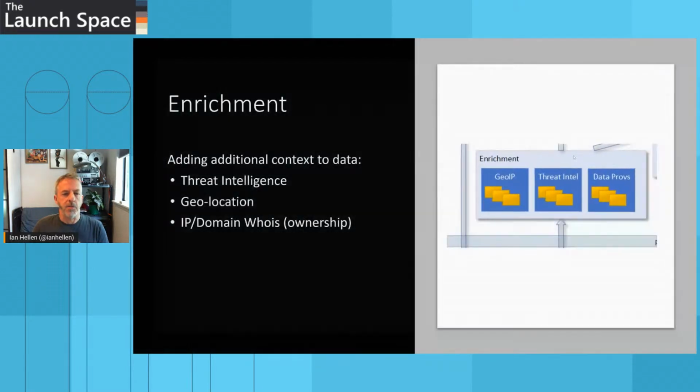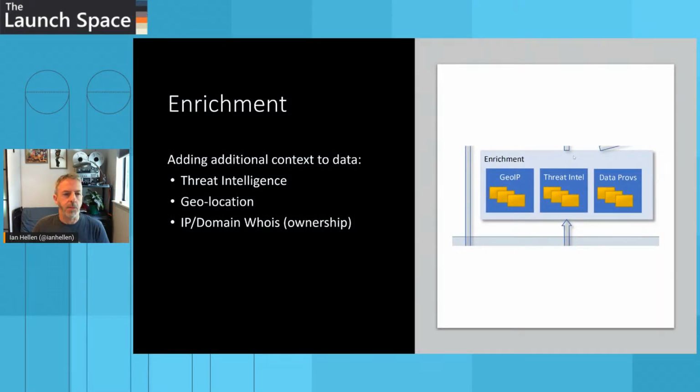The next area is enrichment, and this is, given something like an IP address or a URL or a domain, give me more contextual information about it. It might be threat intelligence, where you want to find out, is there something bad associated with this IP address? Has it been used as a source of attacks? Through to simpler things like geolocation of an IP address, or who owns a particular domain.